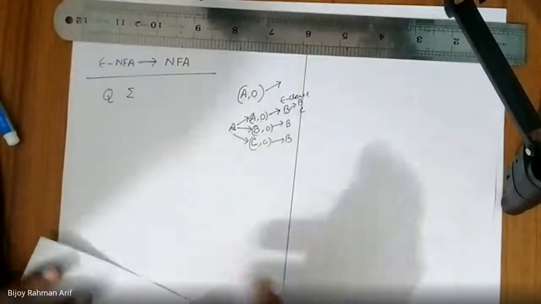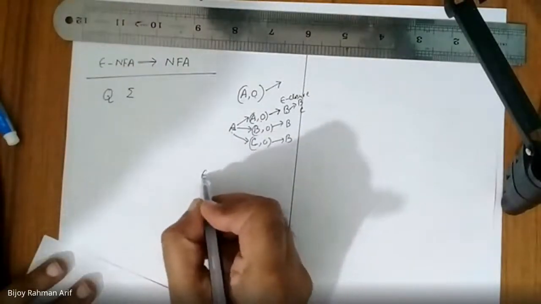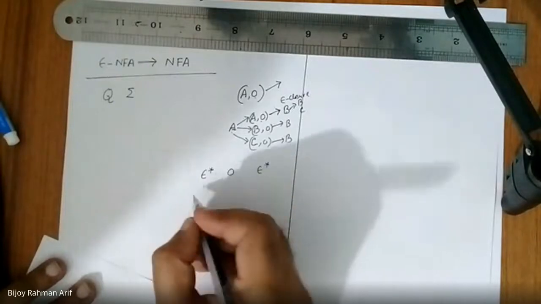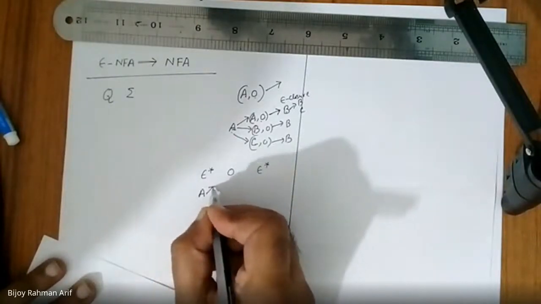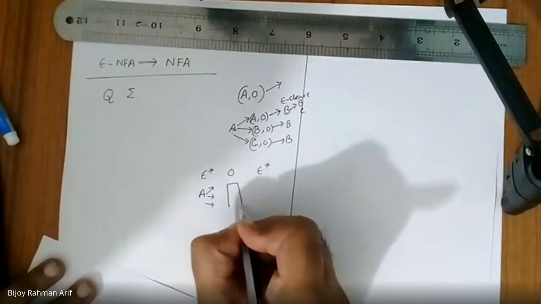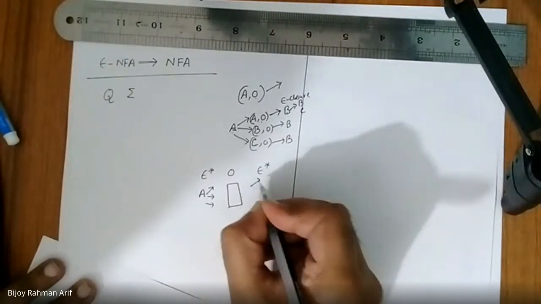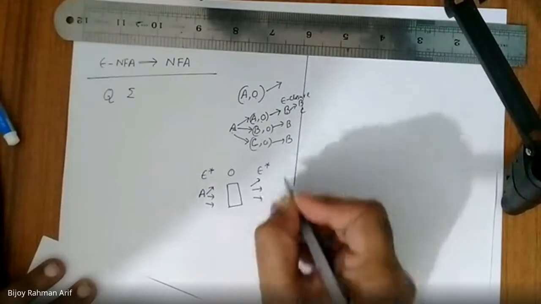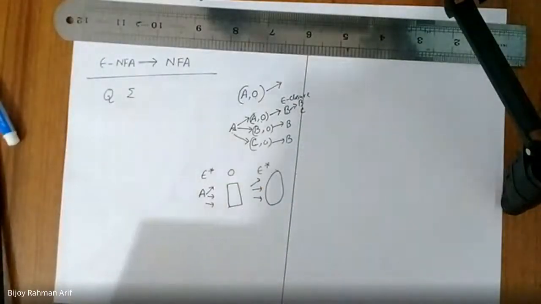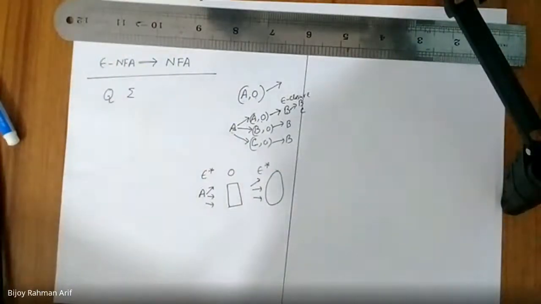So what would be the strategy? The strategy is something like this. Epsilon closure, 0, epsilon closure. You take A, finding epsilon closure first, then you will find the move on 0, then again take epsilon closure. Then whatever you get, all the states you should have movement. Did you understand or not? Tell me. Why are we using 0?